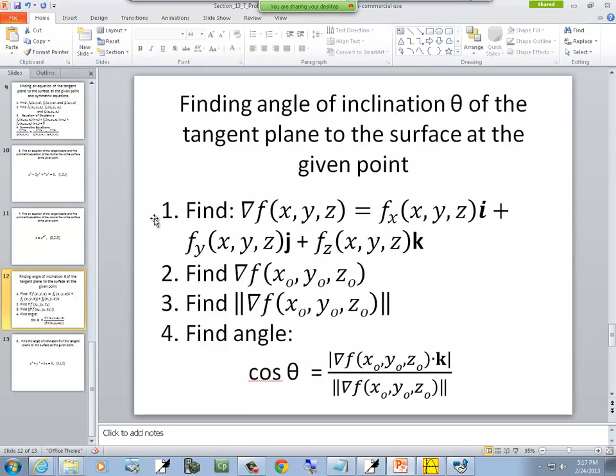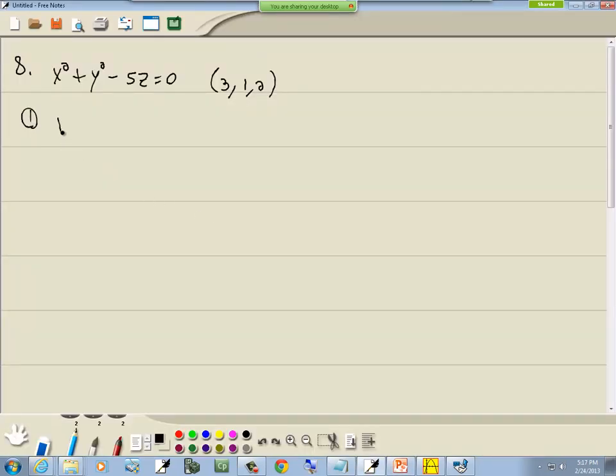And let's go to our steps. Now, first step is to find del f. So del f is going to equal the partial with respect to x, i, plus partial with respect to y, j, plus partial with respect to z, k. Well, take the partial with respect to x. The y and z are just constants, so they drop away. So this gives us 2x i. Partial with respect to y: the x and z are constants, so they drop away, and that gives us 2y j. And partial with respect to z gives us minus 5k.